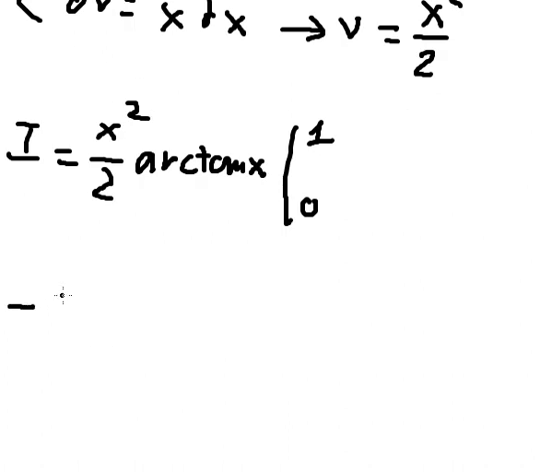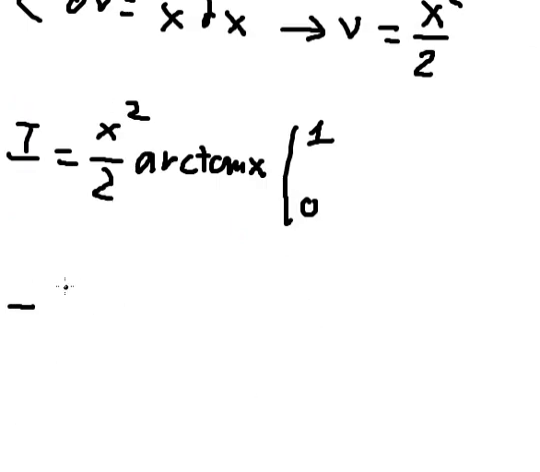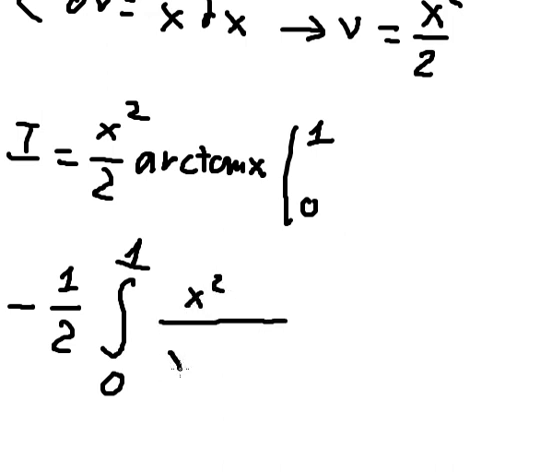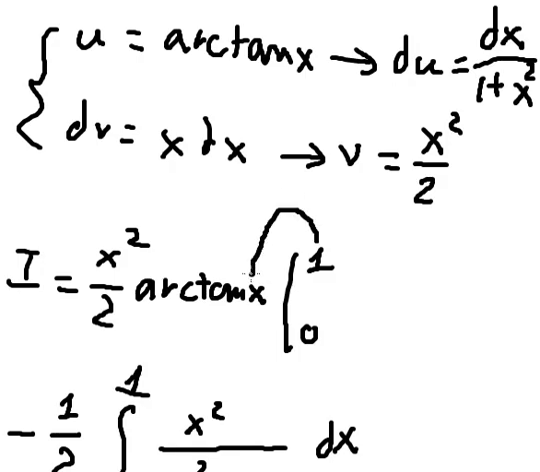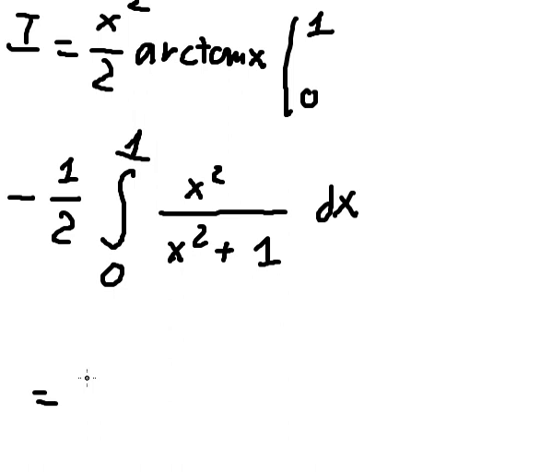minus the integral of v du. So we have x squared over x squared plus 1. So we put 1 here, 0 here, and this one is pi over 8.